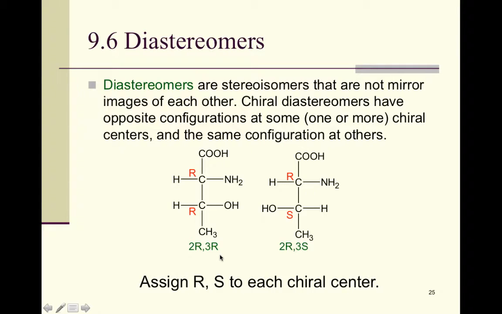When we have more than one chiral center, when we have the name, we don't just put an R or S in front of the name. We have to say which atom, which carbon we're talking about that has the R or the S. And again, they may not be the same as each other.